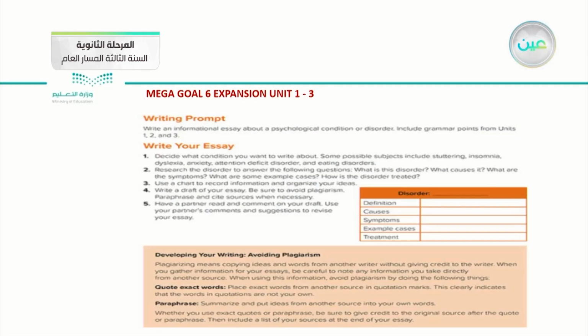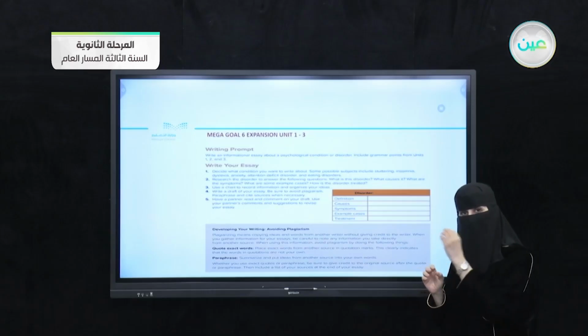And the last question is, how is the disorder treated? So when you research about it and you decide what you want to write about it, you mention some examples, and at the end, as a conclusion, you should write the treatment for that thing or situation you already mentioned in your essay.